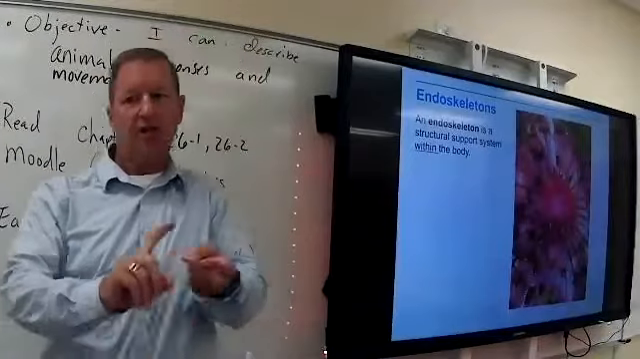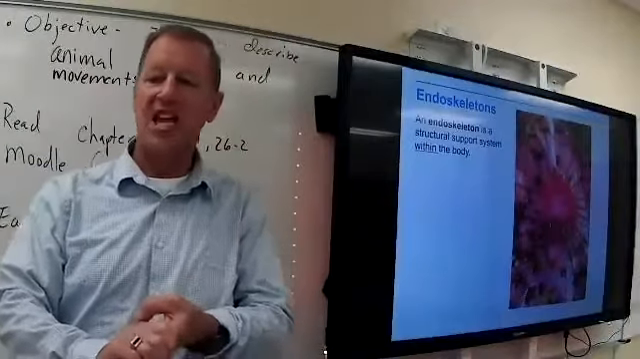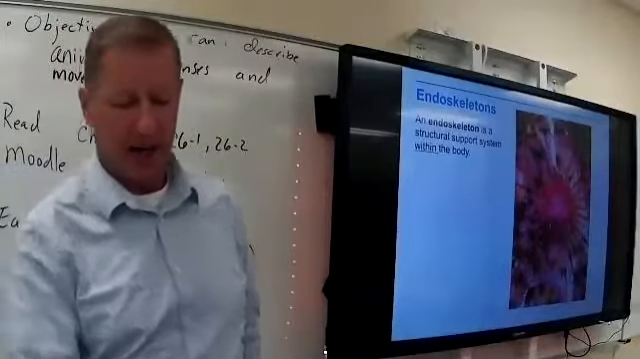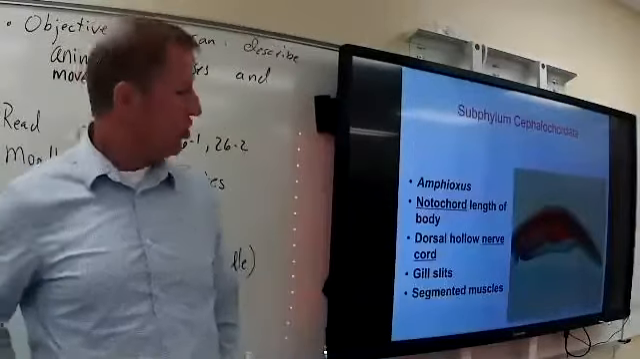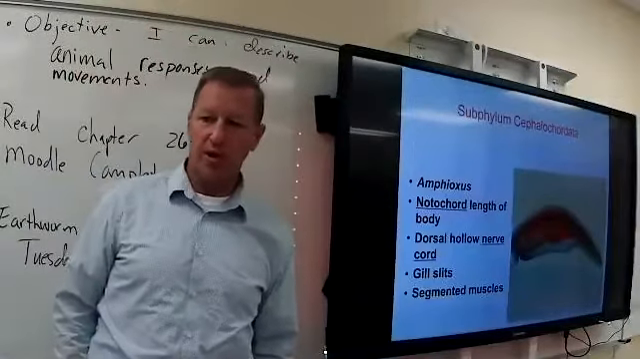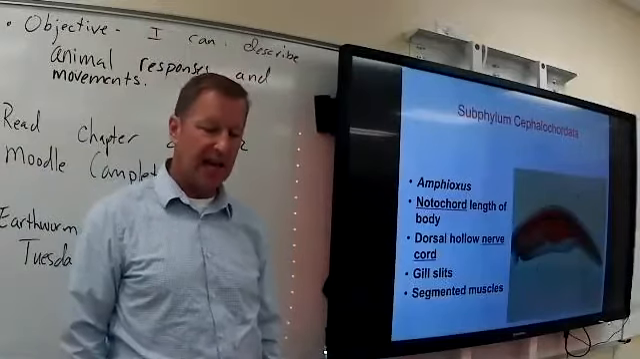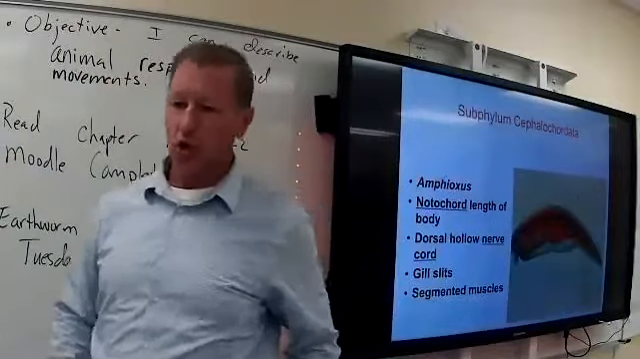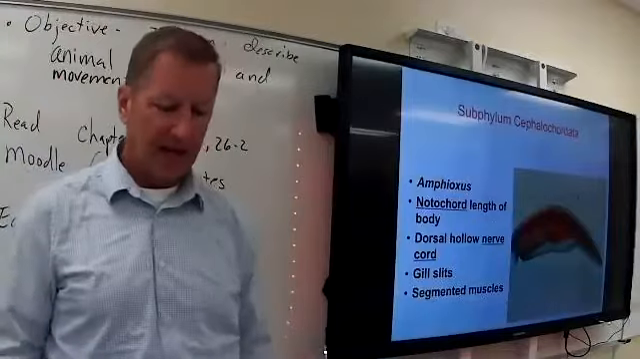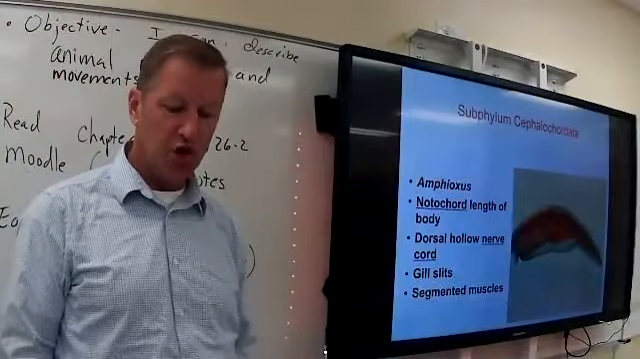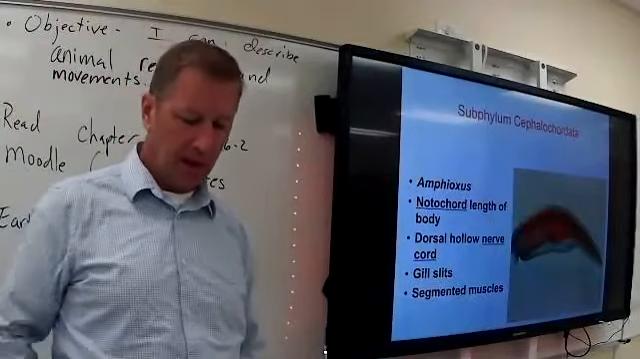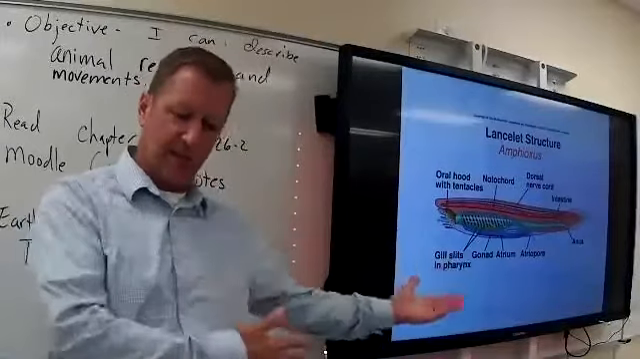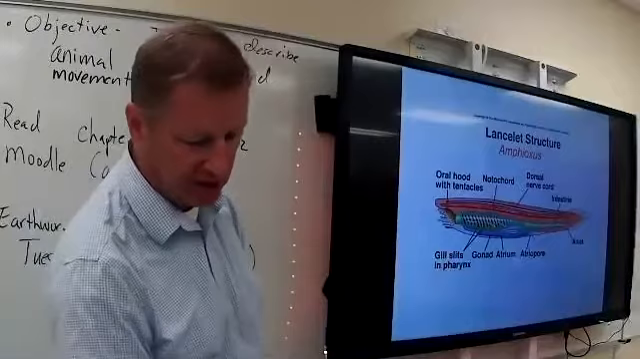So we have the hydrostatic skeleton, the exoskeleton, now we have the endoskeleton. The endoskeleton is inside or within the body. Here's a very, very simple organism with an endoskeleton, the notochord. As you can see here, the notochord, that's the internal skeleton, runs the length of the body, and it has a hollow nerve cord, gill slits, segmented muscles. Here's the lancelet. This is the same as the other one.